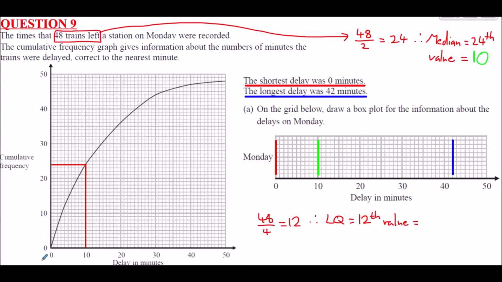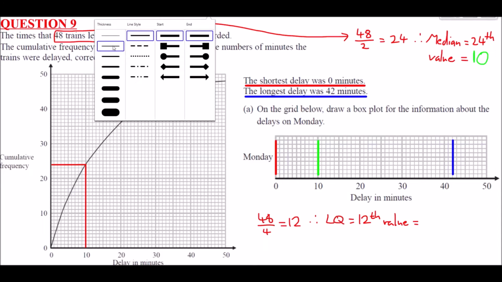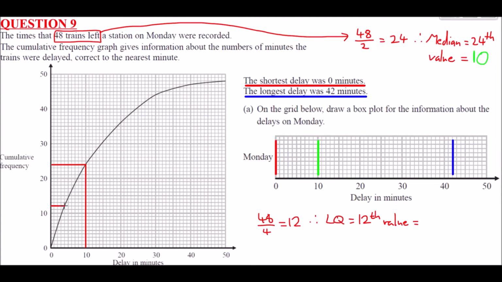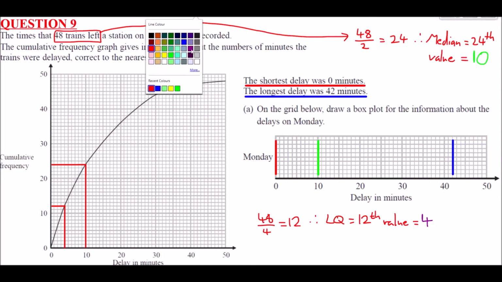So it's a similar process as before. We just find where the 12th value is, and we read along and then off. So 10's here, 11, 12 is over here. So read off, and then down when we hit the line, and that gives us a value, I hope you can see, of 4 minutes. And so we just add this in as well. So the 12th value is 4 minutes. So therefore we add this in as a vertical line at 4.